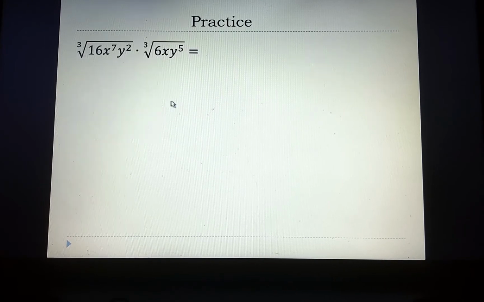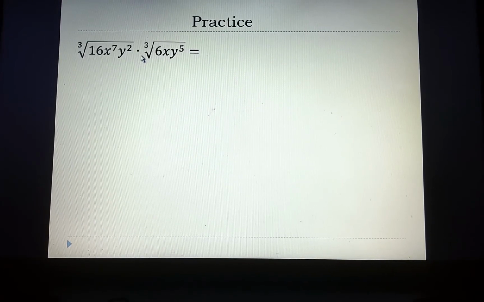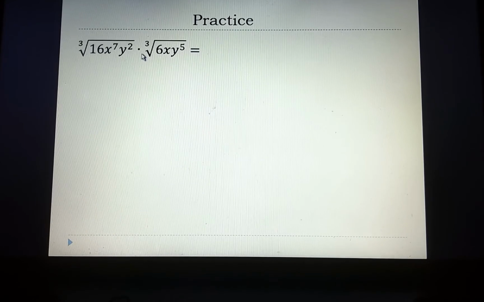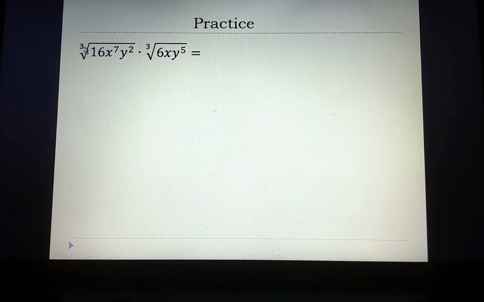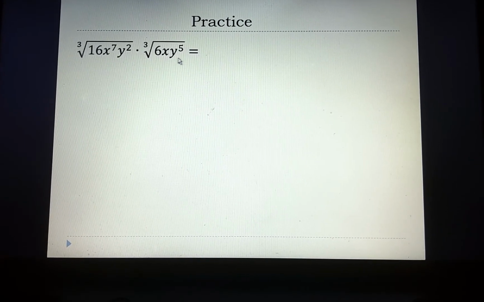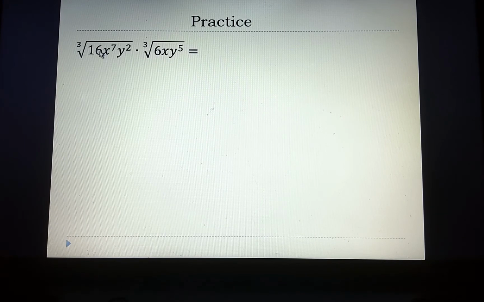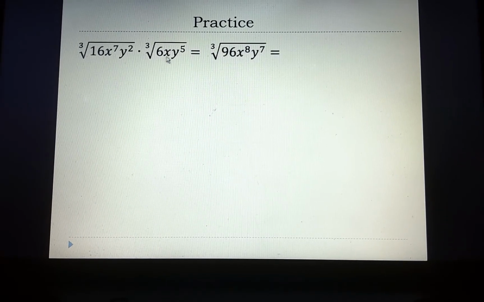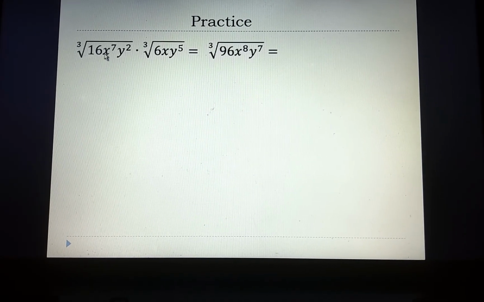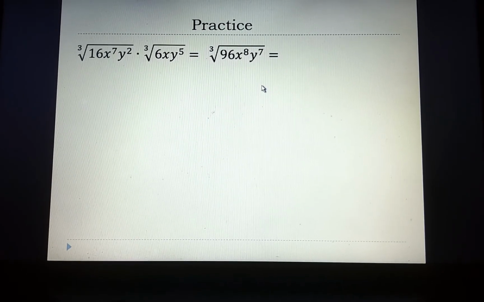Okay, last problem. This one again has multiplication. So that's where you're going to start. They have the same index. So you're just going to multiply everything that's underneath and keep that index. So 16 times 6 is 96. X to the 7th times x. Remember, keep the x, add the exponents. It becomes 8. Y squared times y to the 5th. Keep the y, add the exponents, becomes 7.